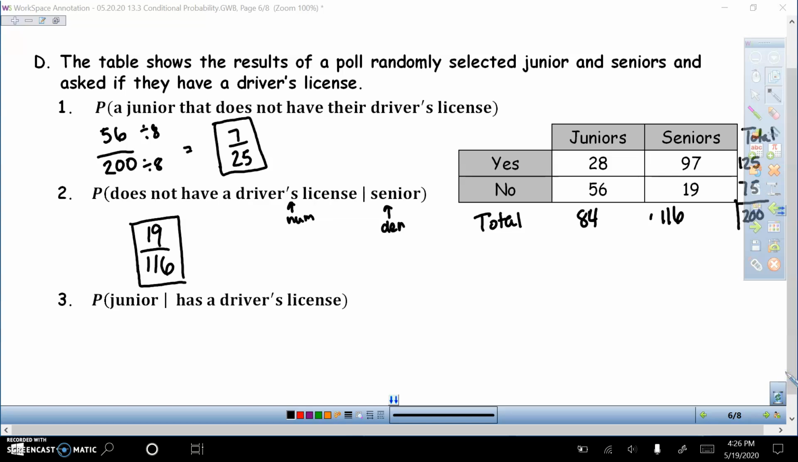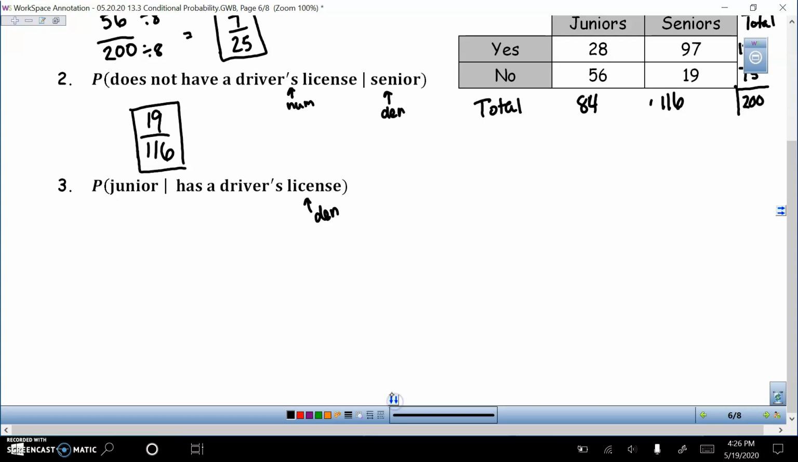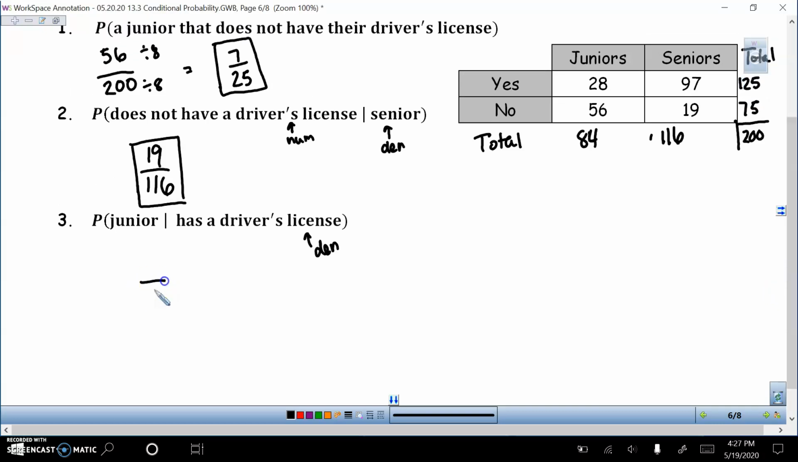All right, last one, probability that they are a junior given that they do have a driver's license. So this is my denominator. So how many people have a driver's license? There are 125 with a driver's license. And then juniors with a driver's license, there are only 28 juniors with a driver's license. And then this does not simplify.